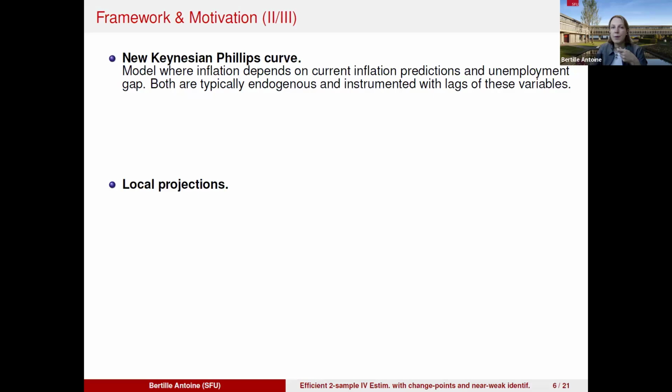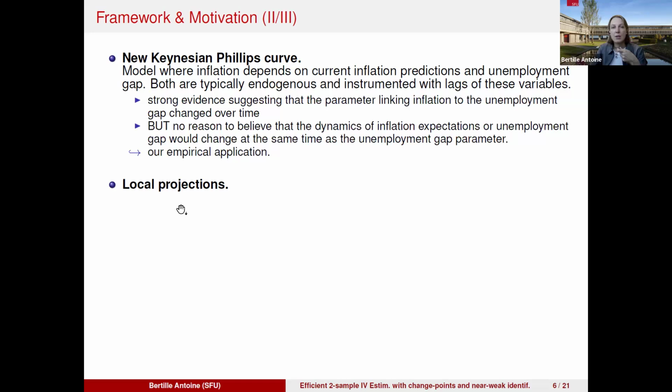So this is a model that is focusing on the dynamics of inflation based on current inflation predictions and unemployment gap. Both these variables are typically endogenous, and you use instruments that are built on lags of these observed variables to handle endogeneity. This is a well-known example that has been studied quite a bit, and there is strong evidence suggesting that parameters linking inflation and unemployment gap change over time.